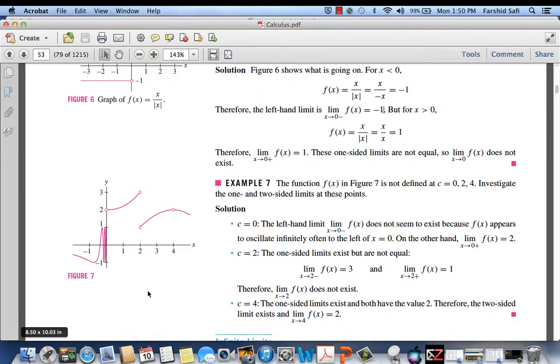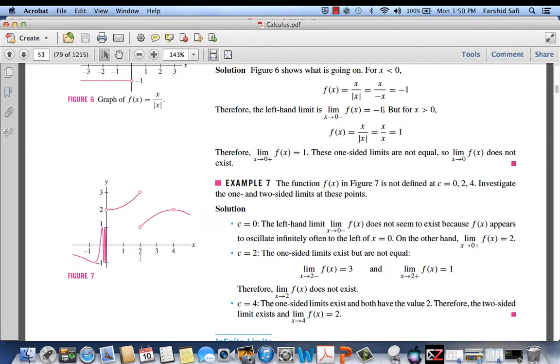Lastly, if you have a funky function like you see in figure number 7, you could be asked about different limits as you get very close to x values from the right, from the left, or from the two sides. So notice that in this case we're going to take a look at specific values 0, 2, and 4 along the x-axis. Let's actually start with 2.